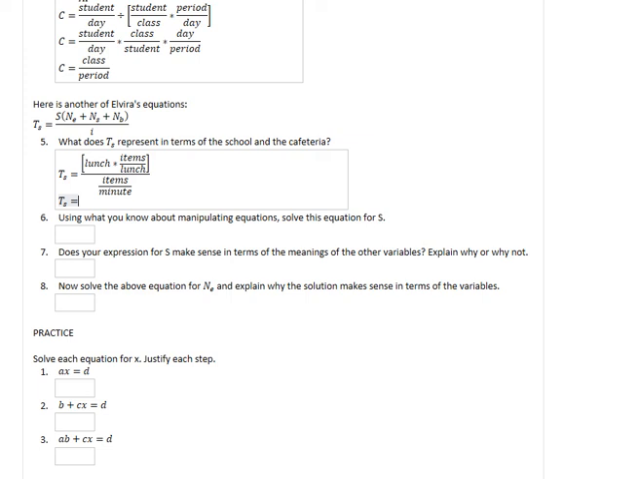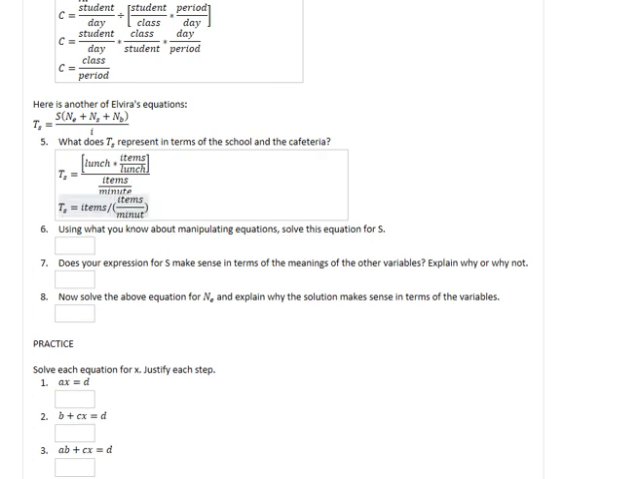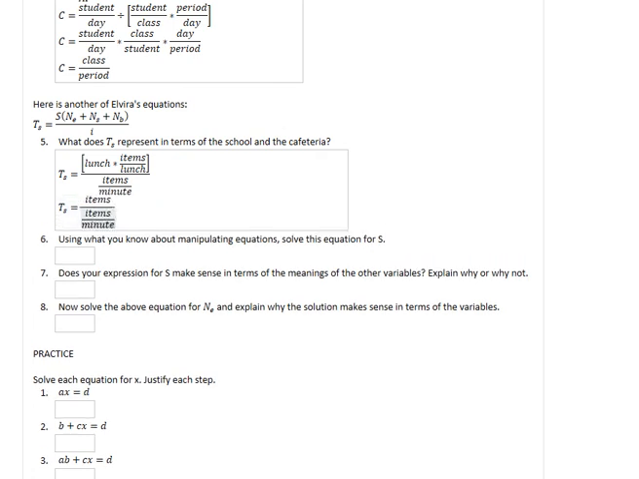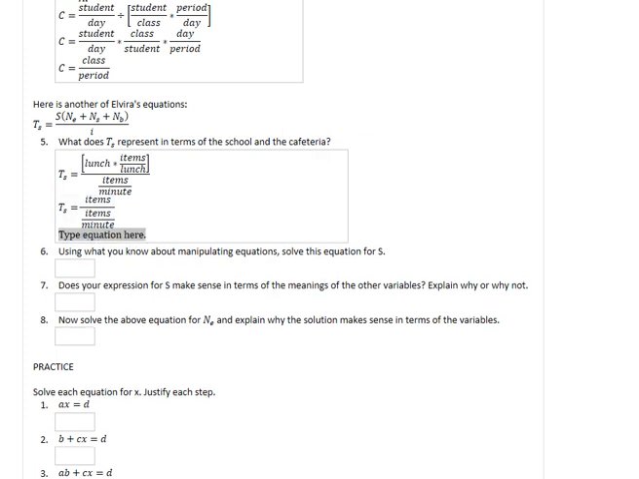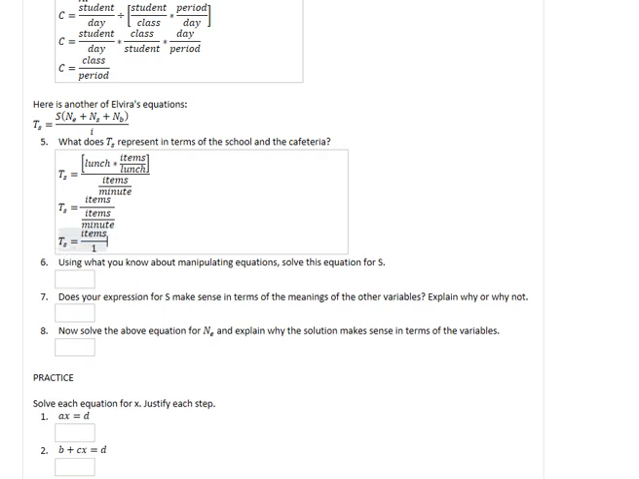T sub S equals items divided by items per minute. Now we're going to do the same kind of thing that we've done in the past, where we write it out in two separate forms. We have items, and because we don't have a fraction there on the top, we're just going to put a placeholder of 1. And then divided by items per minute.